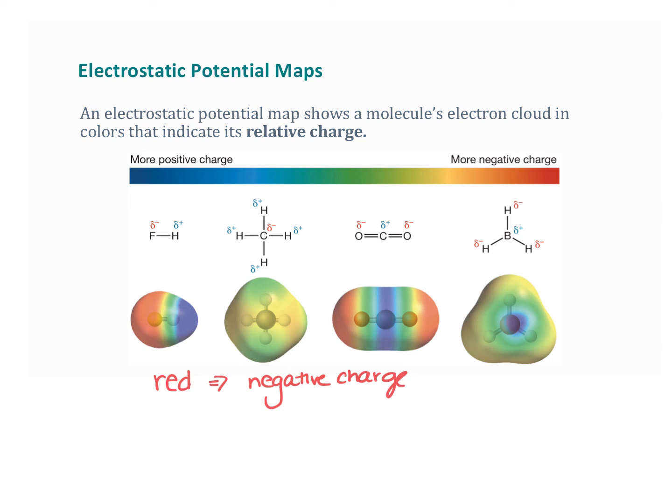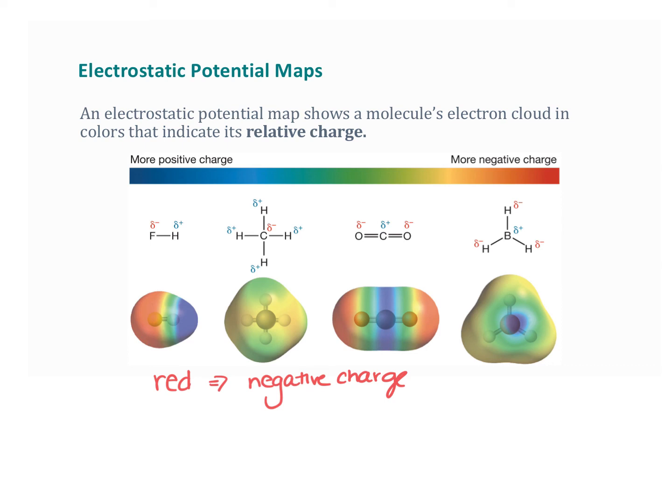And so what you're seeing here is hydrofluoric acid. It's a polar molecule. Fluorine is more electronegative. It gets the delta negative here. Hydrogen's more positive. It gets the delta positive here. And so if we look at this in electrostatic map, you can see that the red here is with fluorine and it's got more electron density or is more electronegative.